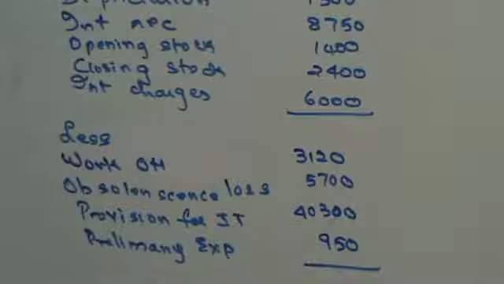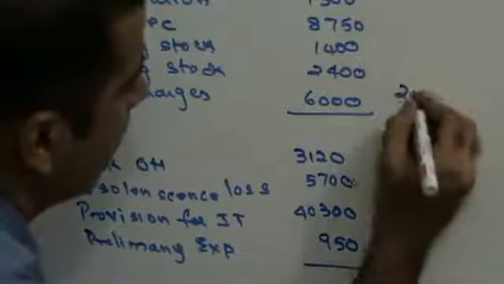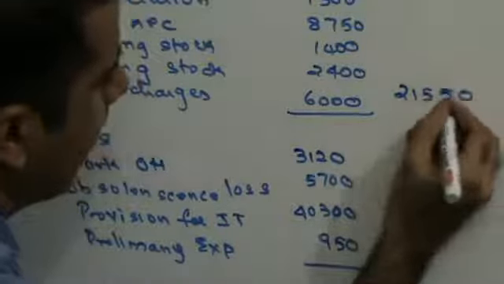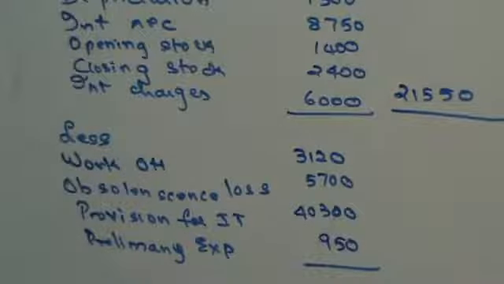Someone please help me add this. This is 17, 27, 3,000, 3,000, 11,000, 12,000, 13, 14, 14, 20, 20,800, 21,550. Someone please cross check. 48,000, 49,000, 50,000.